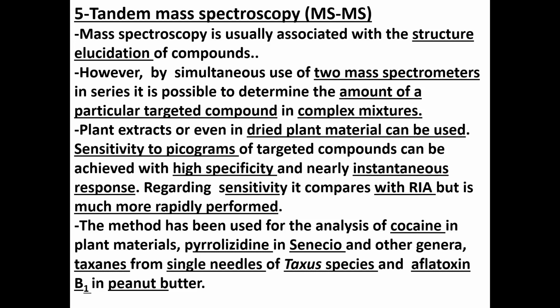Tandem mass spec. This type of mass spectroscopy uses two mass analyzers. Mass spec is usually associated with the structural elucidation of organic compounds. However, by using two mass analyzers in series, we can assay a target compound in a very complex mixture with very high sensitivity, estimated in picogram amounts.